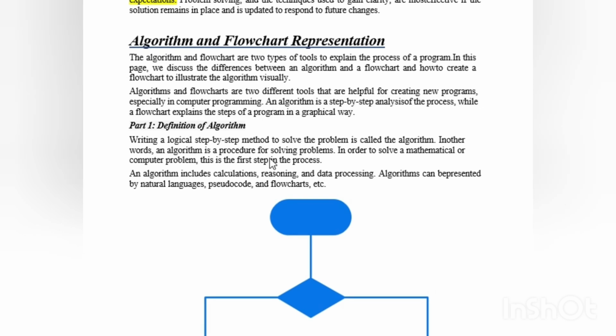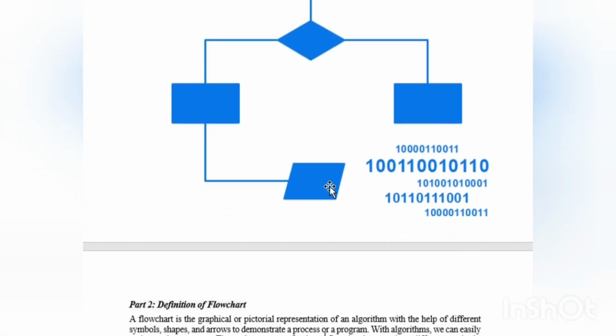So let's start with step 1, that is definition of algorithm. Writing a logical step-by-step method to solve the problem is called an algorithm. In other words, an algorithm is a process for solving any problem. Like in order to solve a mathematical or computer problem, this is the first step in the process. Algorithm can be presented by natural language, pseudocode and flowchart, etc.